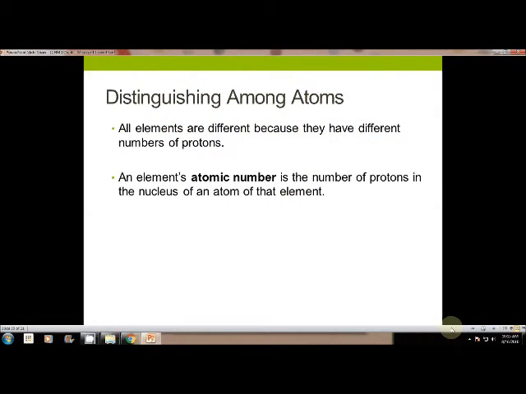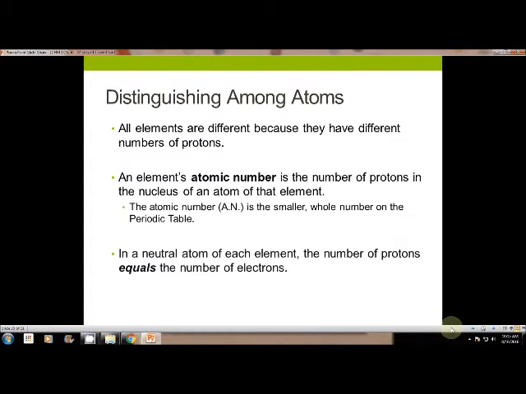Chapter 4, we are going to start using our periodic tables. So, how do we tell atoms apart? Elements are different because they have different numbers of protons. The element's atomic number is the number of protons in the nucleus of an atom of that element.